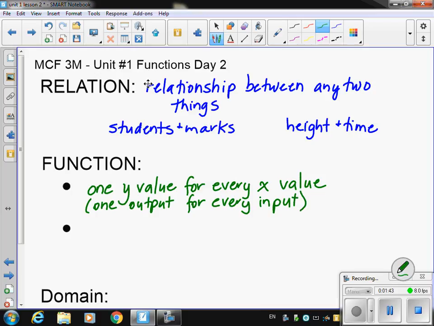A second way of determining if something is a function, which would be helpful to have in your notes, is what we call a vertical line test. If you have a graph of a function, a vertical line will only touch it in one spot.